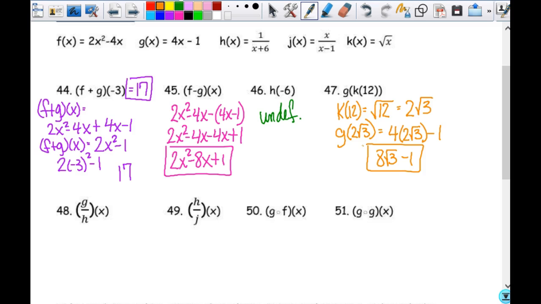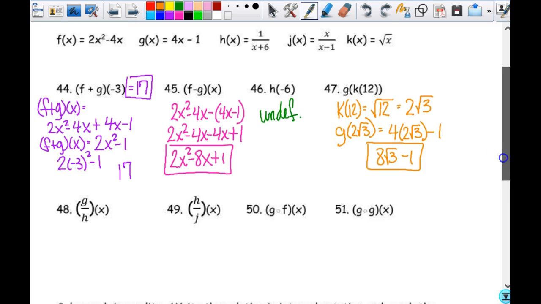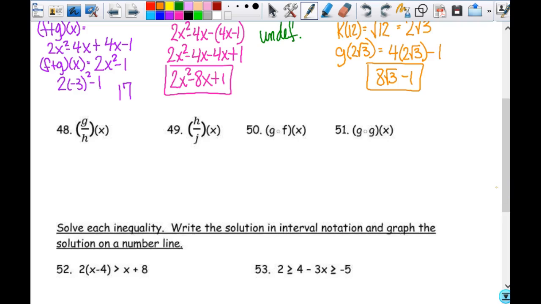All right, 48. g divided by h of x. So g of x is 4x minus 1. h of x is a fraction, so when you divide by a fraction, you flip and multiply. So that means I'm going to multiply this times x plus 6 over 1, or just plain old x plus 6, which is going to give me 4x squared, and then minus x plus 24x, so that's plus 23x, and then minus 6.